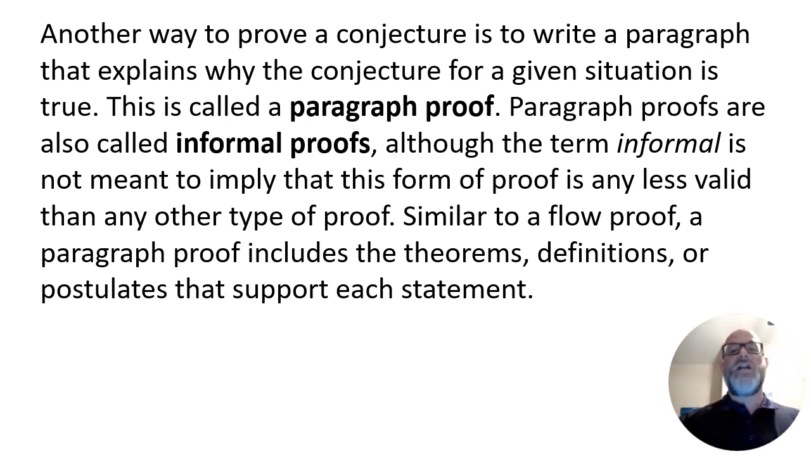Another way to prove a conjecture is to write a paragraph that explains why the conjecture for a given situation is true. This is called a paragraph proof. Paragraph proofs are also called informal proofs, although the term informal is not meant to imply that this form of proof is any less valid than any other type of proof. Similar to a flow proof, a paragraph proof includes the theorems, definitions, and postulates that support each statement.